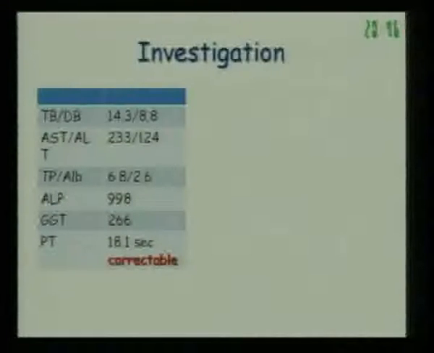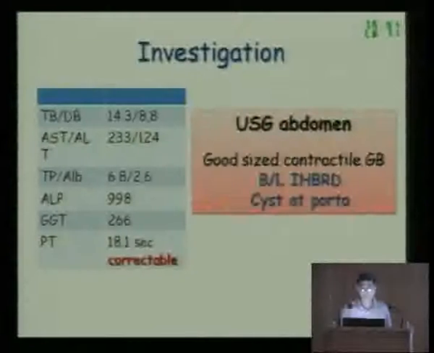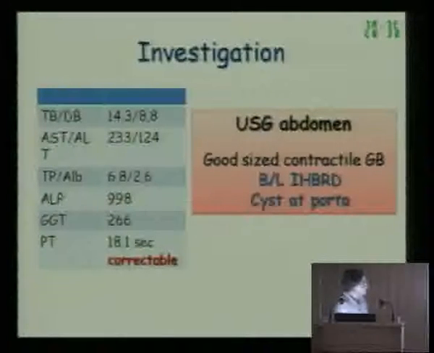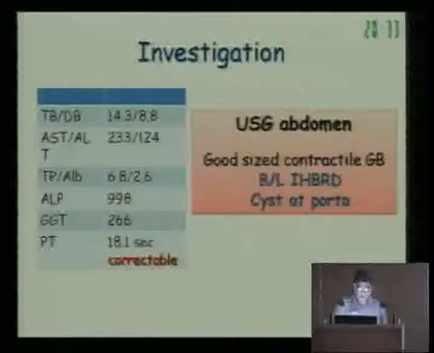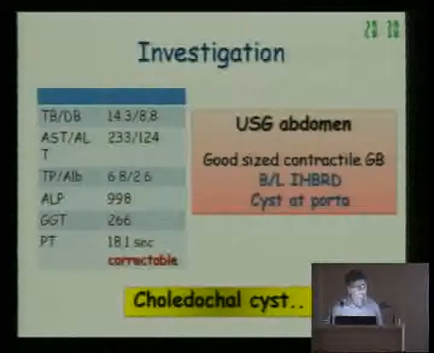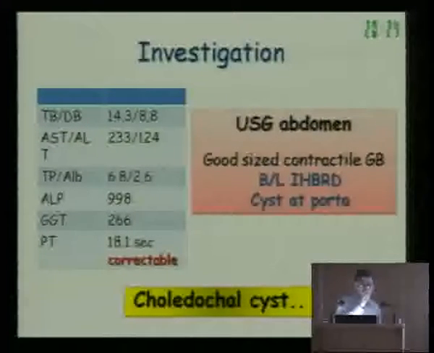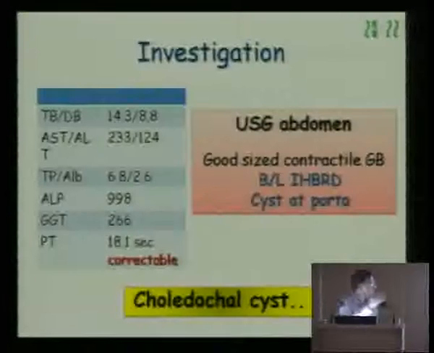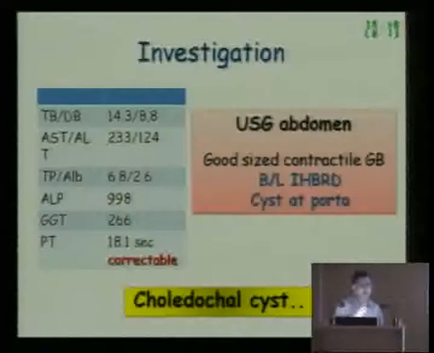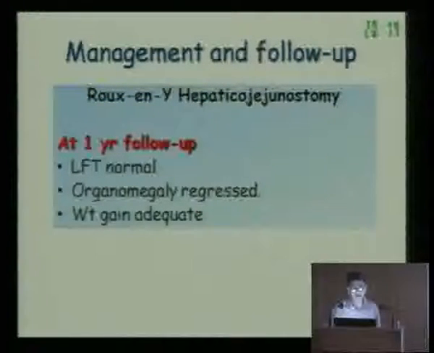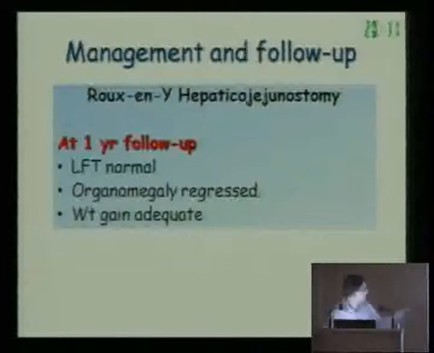Coagulopathy is correctable, and you can see albumin is low, AST, ALT are high, bilirubin is very high. And then we go to the ultrasound because we have to rule out choledochal cyst: good size contractile gallbladder, bilateral intrahepatic biliary radical dilatation, cyst at the porta. So this was the diagnosis of choledochal cyst here. So actually, these patients who are coming with fever, recurrent cholangitis, and they have cholestasis, intermittency, think of choledochal cysts because it is very easy to treat these patients. Management and follow-up: hepaticoenterostomy, LFT normal on follow-up, organomegaly regressed, weight gain adequate.